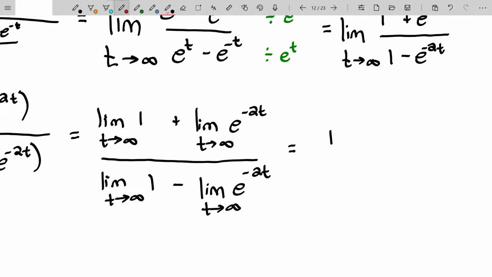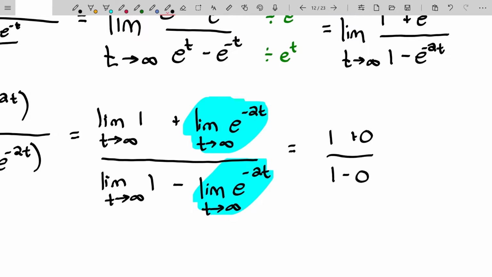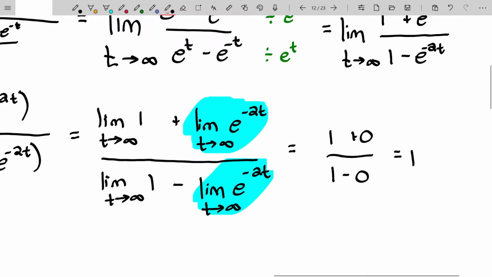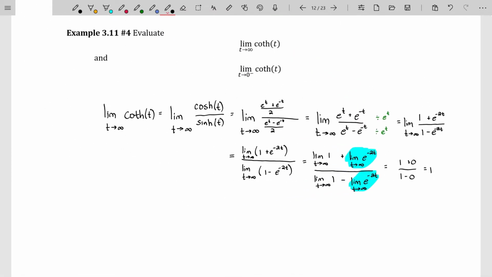And we also have a theorem that tells us as t goes to infinity, e^(-t) goes to 0. So both of these are actually going to go to 0. So I'm just going to put this as (1 + 0)/(1 - 0). That's via direct substitution. Technically, it's not really direct substitution because you're not substituting in infinity. But it's equal to 1. So that's the limit as t goes to infinity of the coth, the hyperbolic cotangent.